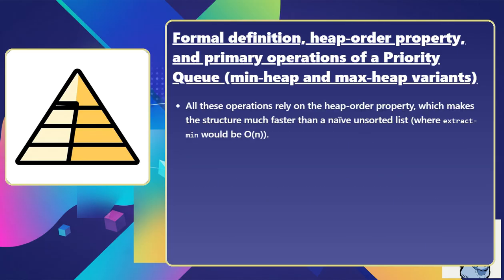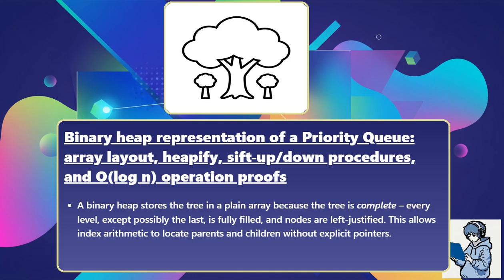All these operations rely on the heap order property, which makes the structure much faster than a naive unsorted list, where extract-min would be O(n). A binary heap stores the tree in a plain array because the tree is complete. Every level except possibly the last is fully filled, and nodes are left-justified. This allows index arithmetic to locate parents and children without explicit pointers.